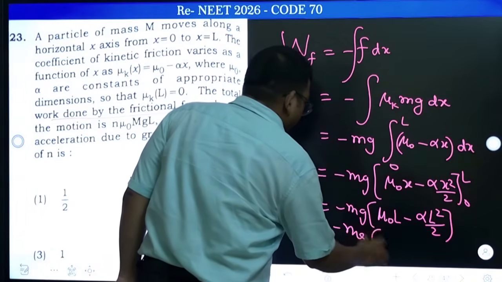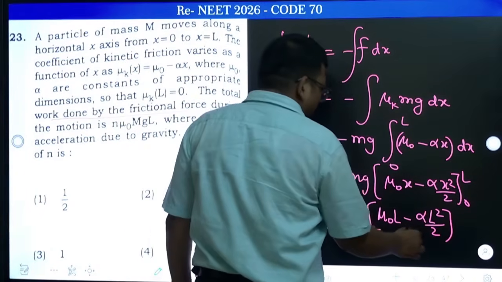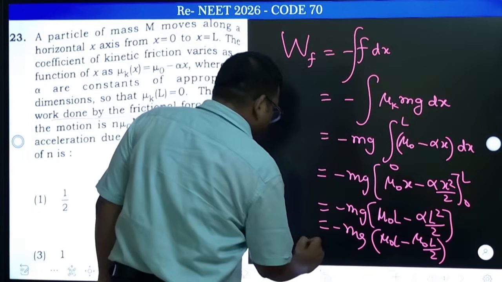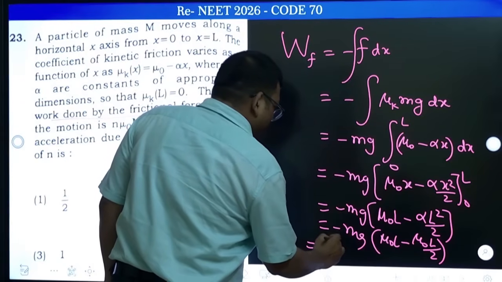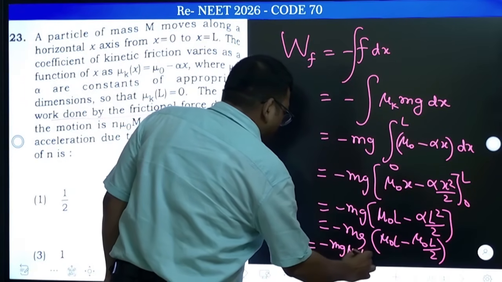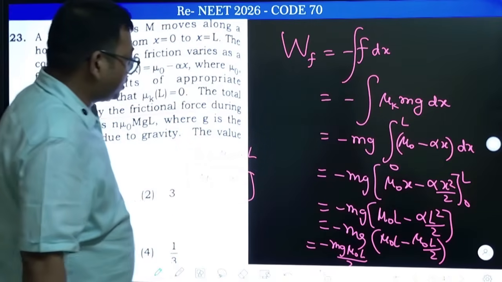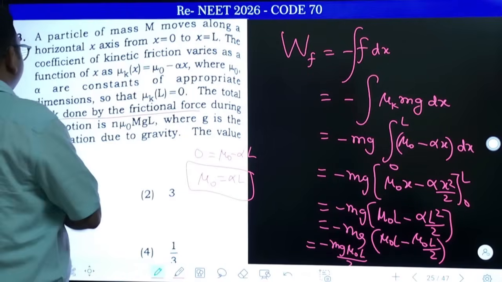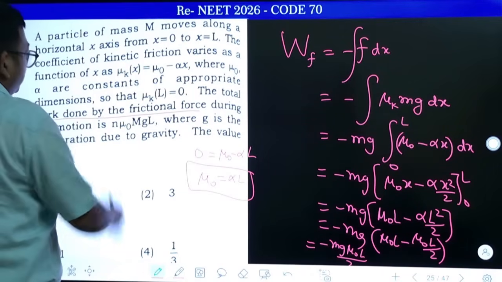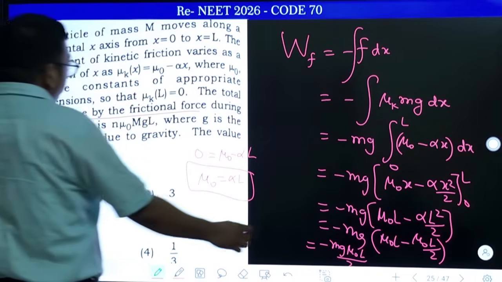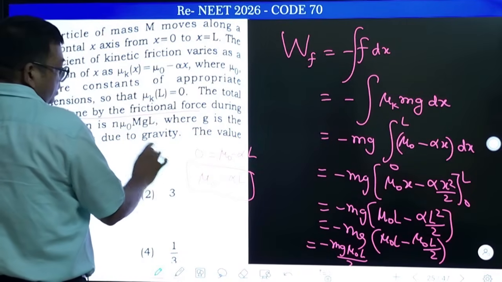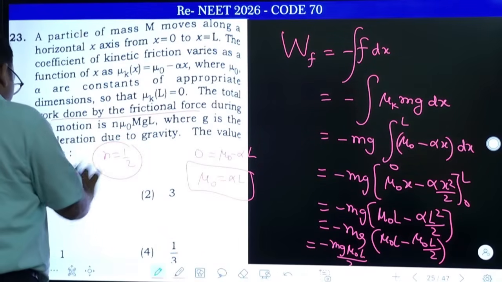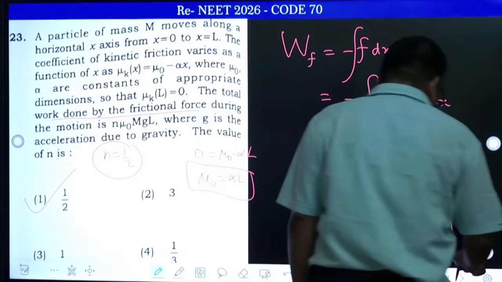So minus mg, this is mu naught L minus alpha L, I take mu naught. So one L will be there, right? So from here we get this as, and half will come. So minus mg mu naught L by 2, correct? This is what it is going to come. Right, total work done by friction force during the motion is, of course it is negative. I think they might be taking it as magnitude. So if you compare magnitude, m is capital mg L, and so n must be half. So we can go with the first option, right? Let us move to the next.